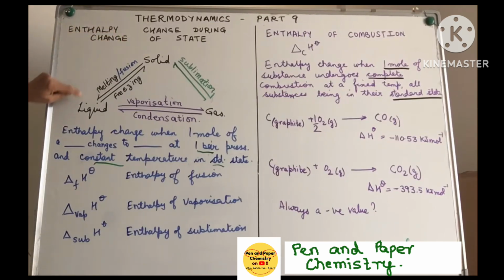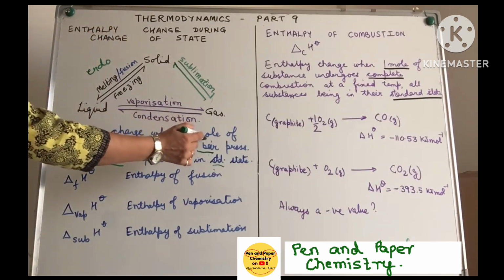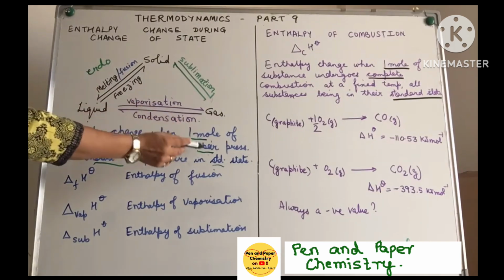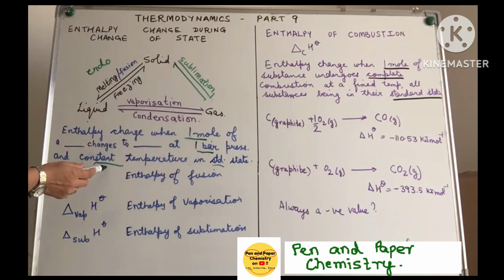Change of solid to liquid, known as melting or fusion, requires us to give it heat. In other words, this process is endothermic. The amount of heat that you require to change 1 mole of the solid into the liquid state at 1 bar pressure and constant temperature is what is called the enthalpy, or the standard enthalpy, of fusion. This is denoted by the symbol delta H0F. F stands for fusion over here.